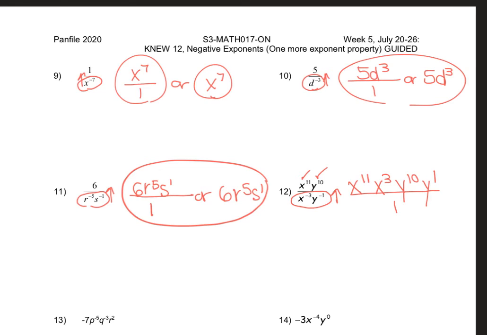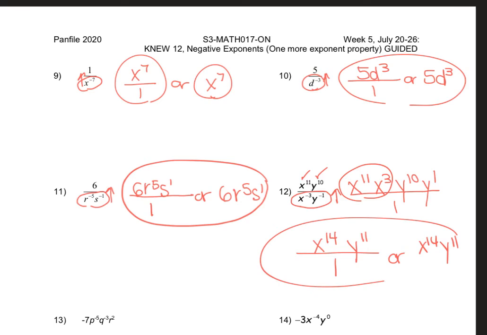Now, when I combine them, the x's, if I have 11 on top and then I add 3 more, I'm going to have x to the 14th. If I have 10 y's and then I have 1 more y, I have y to the 11th. That's going to be over 1. Now, I can write it that way, or I can write it x to the 14th, y to the 11th, with no placeholder on the bottom.